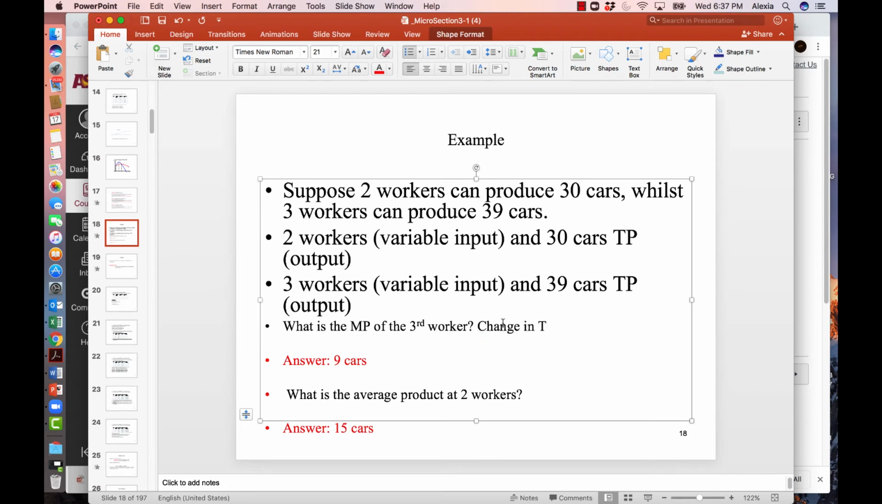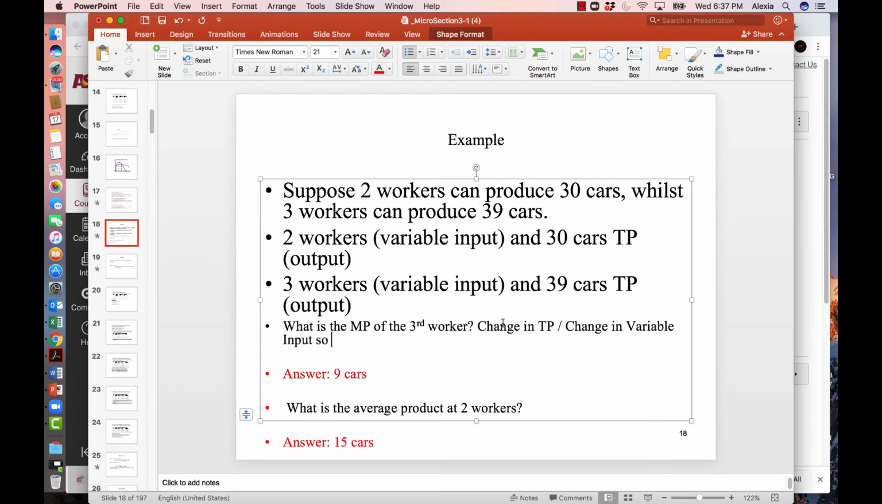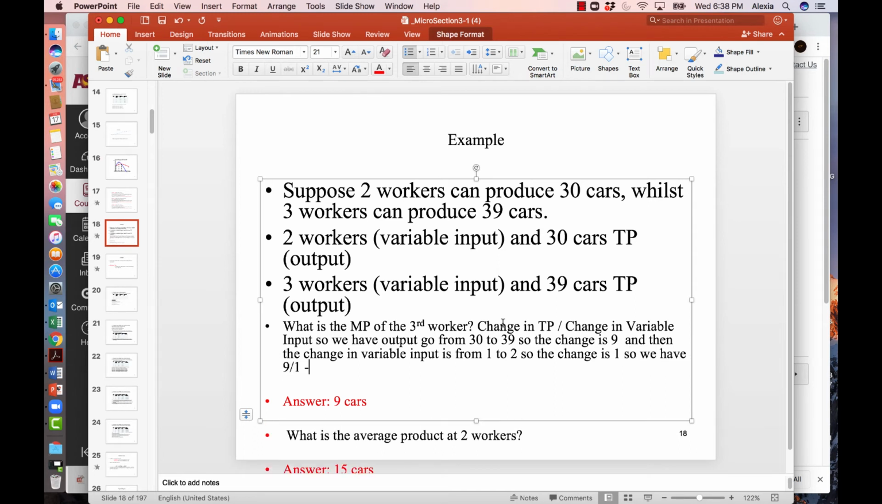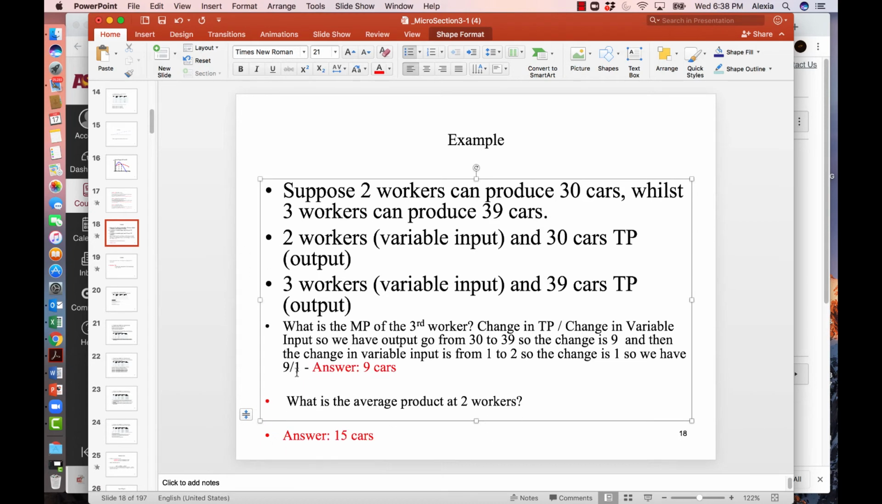You need to be able to do this. If we want to know the marginal product of the 3rd worker, remember, it's the change in the total product divided by the change in the variable input. That's how we get marginal product. Do we have that information? Yes, we do. Product was 30 and now it's 39, and we're given the incremental change from 2 to 3 workers. So the change in product is 9, the change in the variable input is 1, so that's 9. That's how we came up with this answer of 9 cars.